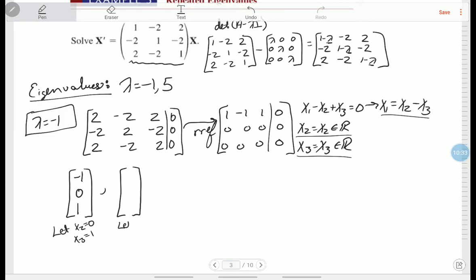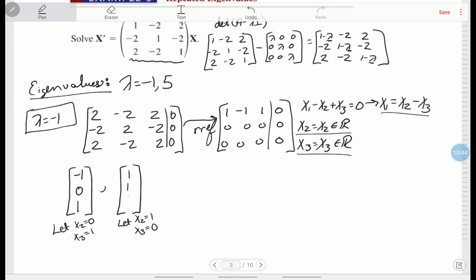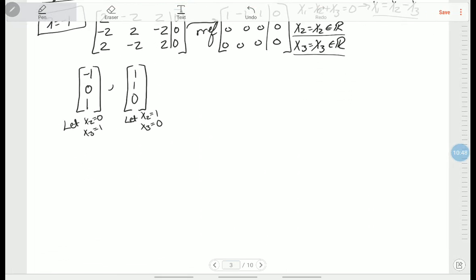So we could do something similar here. We could let x2 be 1 and let x3 be 0. If we let x2 be 1 and x3 be 0, we're going to end up with 1, 1, 0. So we ended up with 2 unique eigenvectors for one eigenvalue. So this was a little different than the last example.